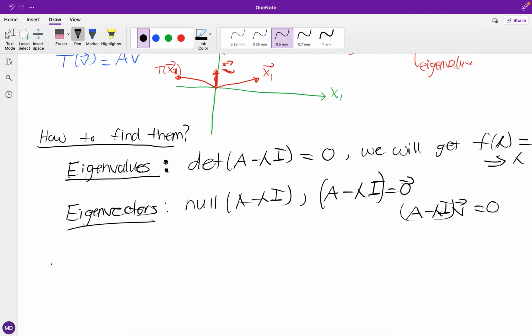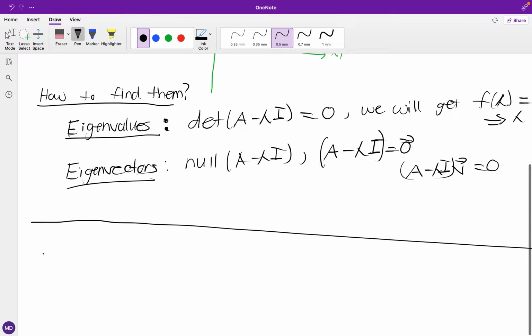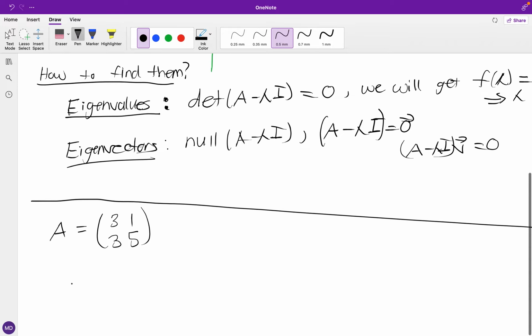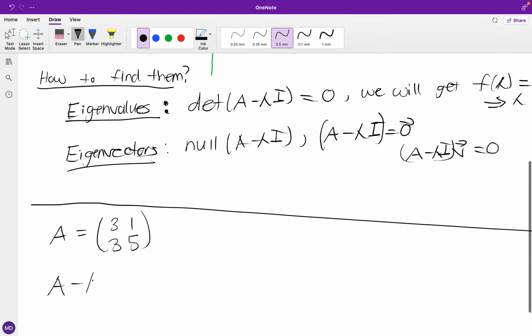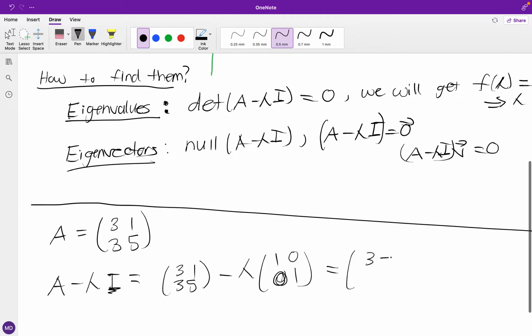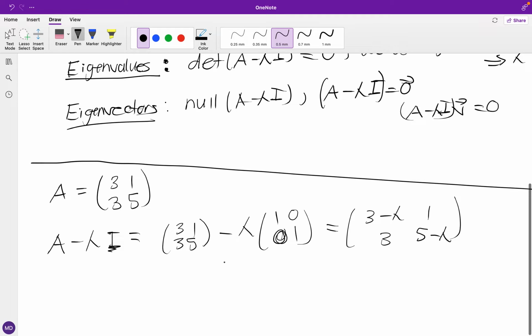Let me just draw a line to break this up here. So let's take the matrix A equals 3, 1, 3, 5. Now, the first thing we want to do is compute A minus lambda I. And this would be equal to 3, 1, 3, 5 minus lambda times the identity matrix, which hopefully you remember only has ones along the main diagonal. And so this is equal to the matrix 3 minus lambda, 3, 1, and 5 minus lambda. So this is our A minus lambda I matrix.